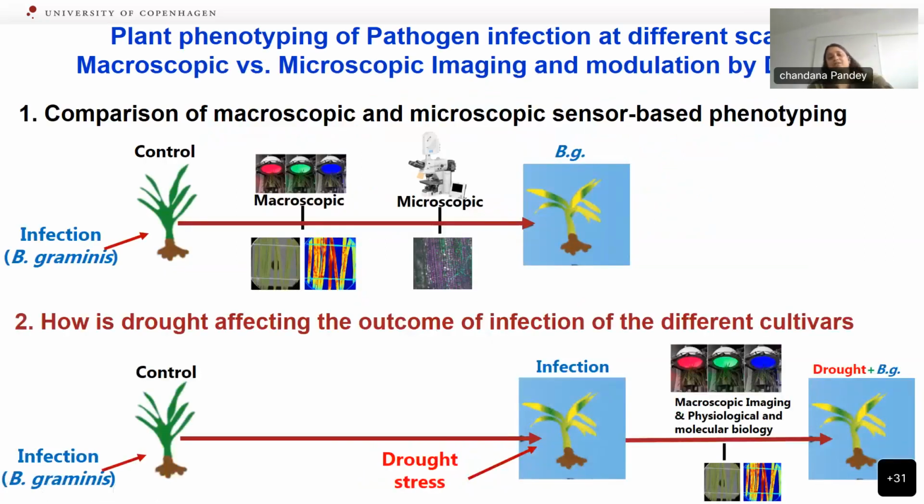To plan this experiment, we divided our experiment into two different parts. First, we wanted to see the comparison of macro and microscopy sensor-based phenotyping, that is comparing the microscopy to the macroscopy. And the second part is, because we already know that the pathogen has an impact on the resistance and sensitivity of the cultivar, but how is the drought affecting the cultivar? So that was the major question in the second part of the study.